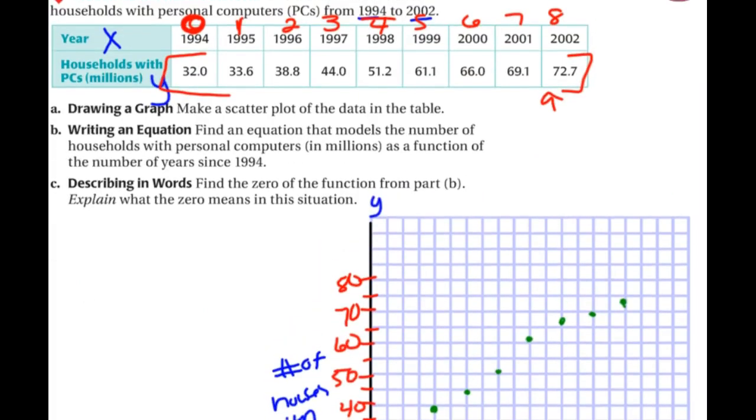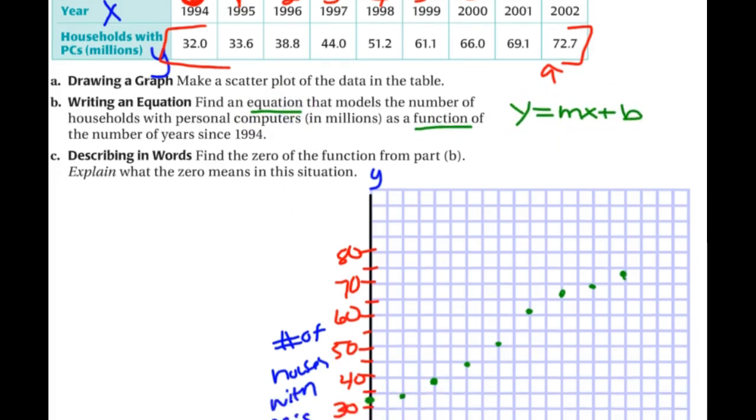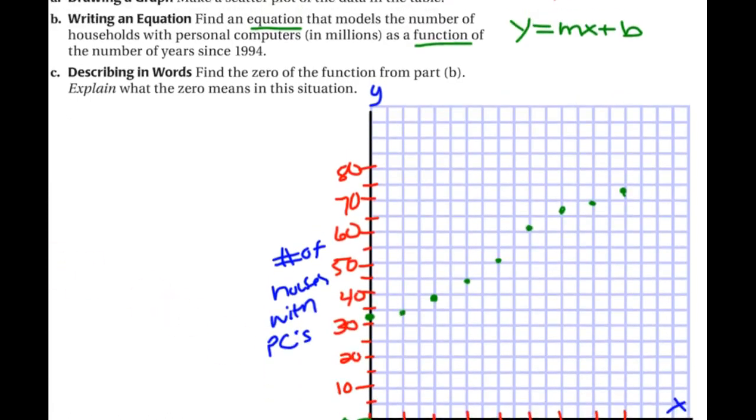So find an equation that models the number of households with personal computers, or PCs, as a function of the number of years since 1994. So a function or equation, we want the form y equals mx plus b. If they don't tell you an equation, assume y equals mx plus b. So I'm going to draw a line through these points. Some above, some below. It might go right through 1 or 2.